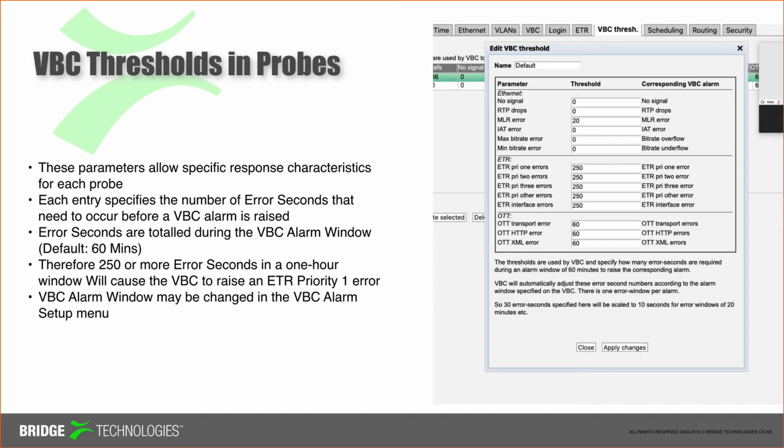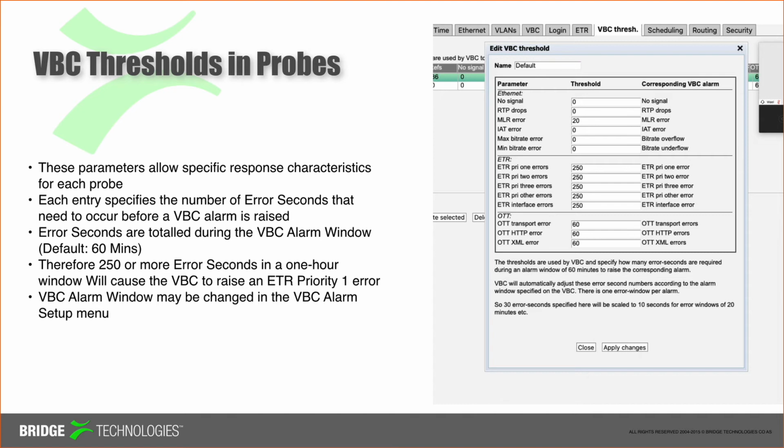You can see that the parameters allow specific response characteristics for each probe, and unless you change these, each probe will be the same because they use the default threshold. Remember from previous training sessions and your own experience, you cannot change the default thresholds. Whether it's ETR 290 or OTT, you must duplicate the default threshold, rename it, and then change it. Each entry specifies the number of error seconds that need to occur before a VBC alarm is raised. No signal is 0, in other words 0 errors. If it goes no signal, immediately raise the alarm. RTP drops, immediately raise the alarm.